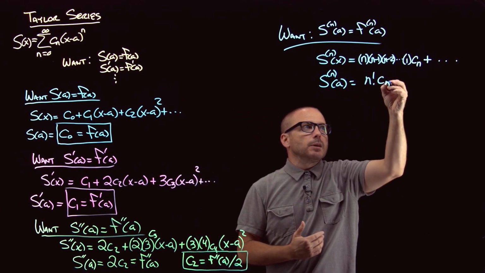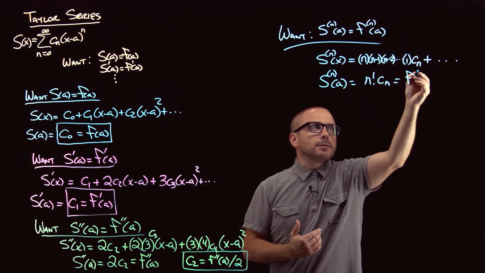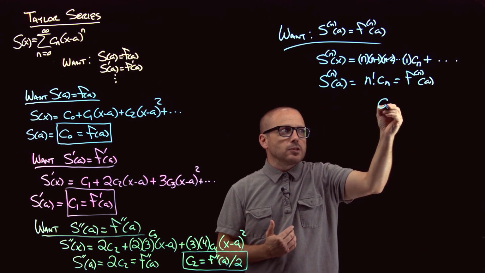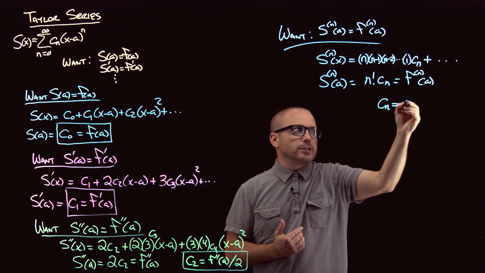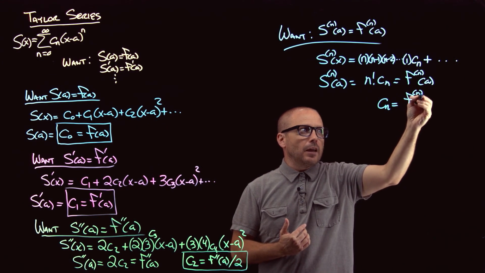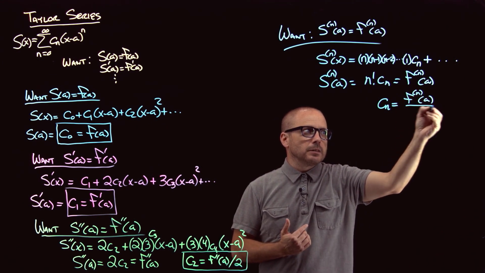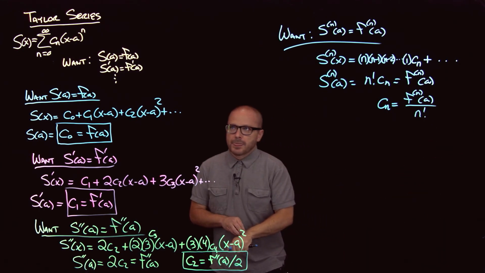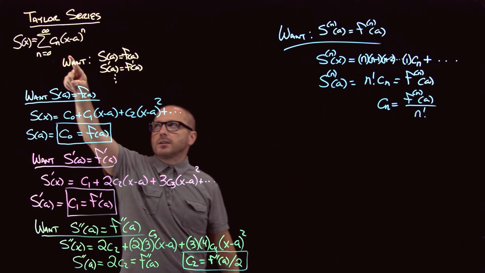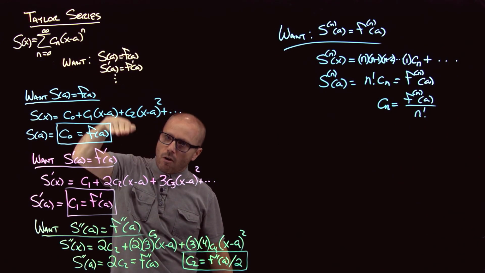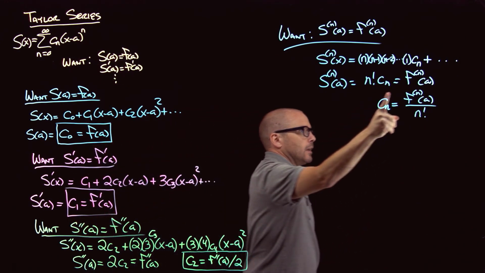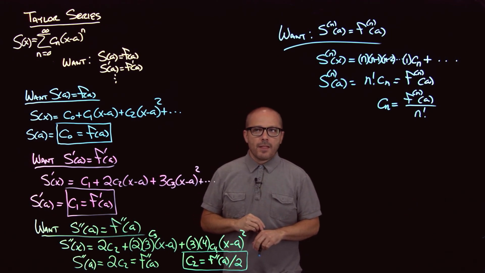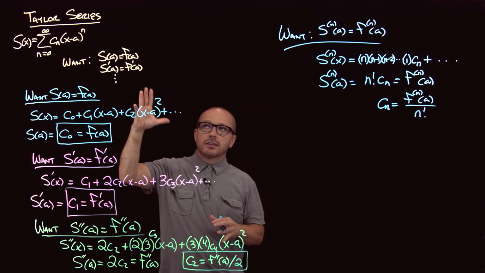What do we want this to be? We want this to be the nth derivative at a. So that means in general, our coefficients need to be the nth derivative of the function at a over n factorial. And that was our goal, right? We wanted to know what coefficients would make all derivatives match. Those are exactly the coefficients. So that is the Taylor series.